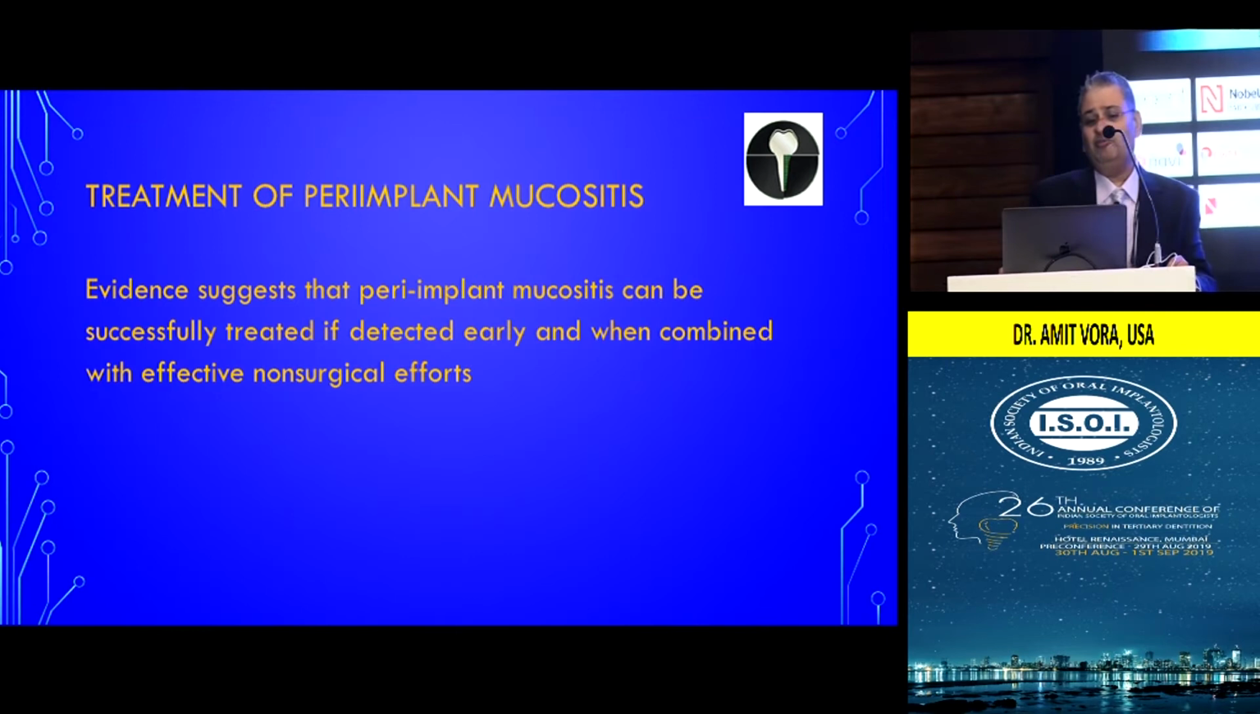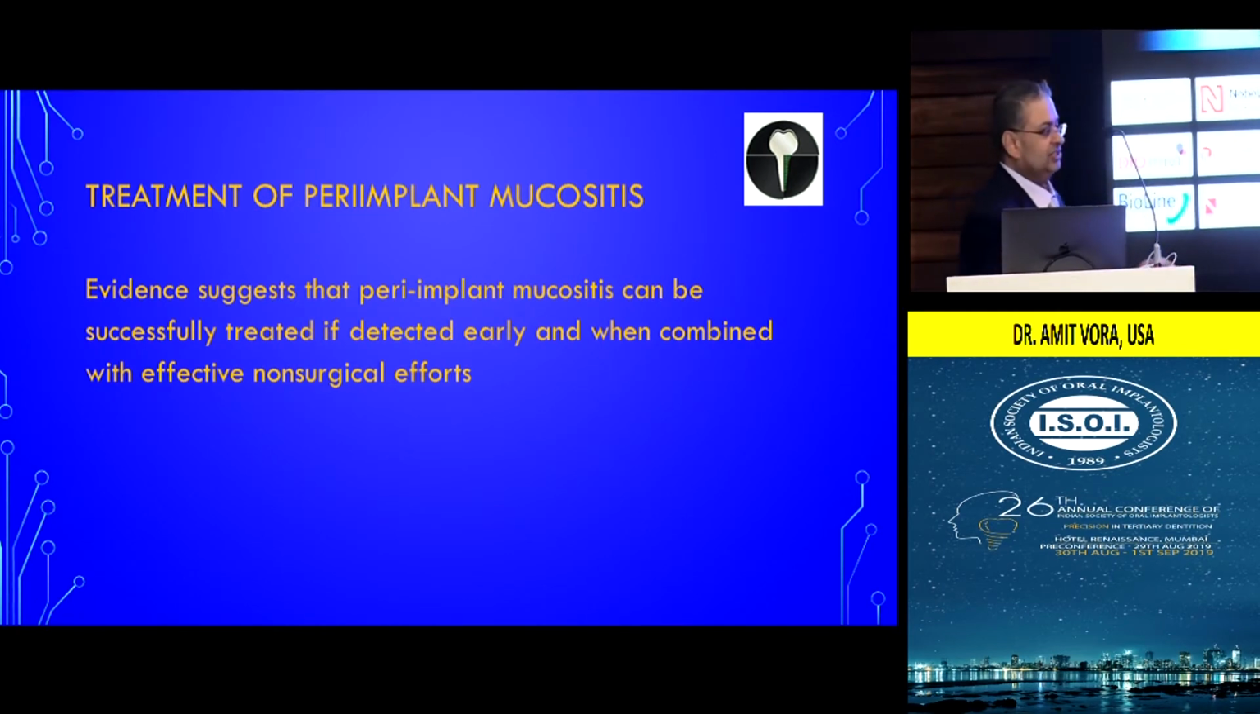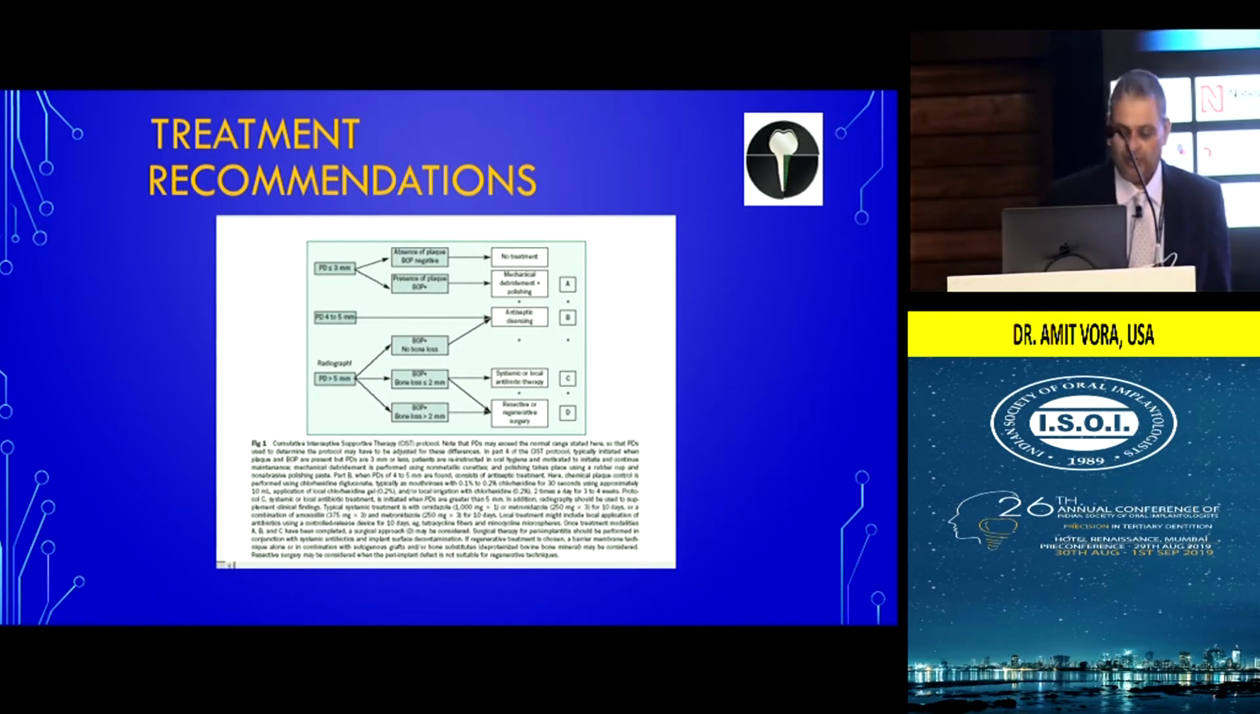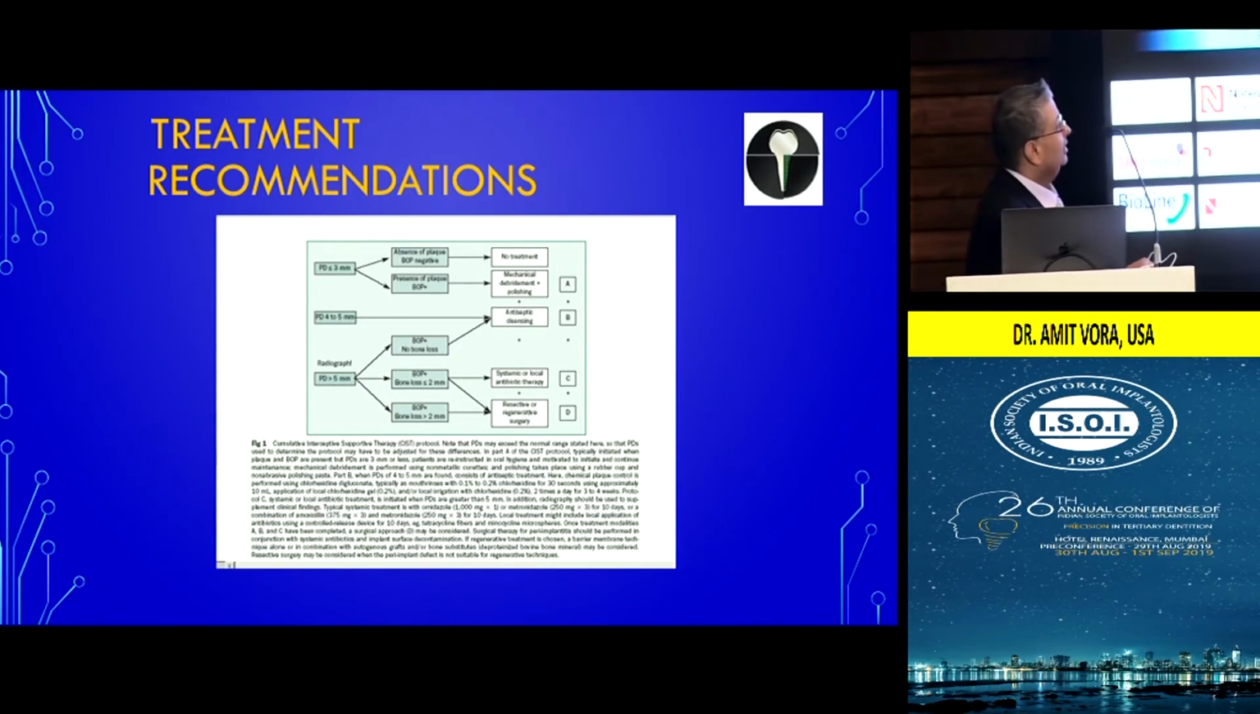As far as treatment of peri-implant mucositis, evidence suggests that it can be successfully treated if it's detected early and combined with non-surgical efforts. A European workshop for implants came up with this protocol. If you focus just on the top part, it's called a cumulative interceptive supportive therapy protocol. If the probing depths are less than or equal to 3 and there's absence of plaque, you obviously don't need to treat. If there's plaque or bleeding on probing, you do some mechanical debridement.